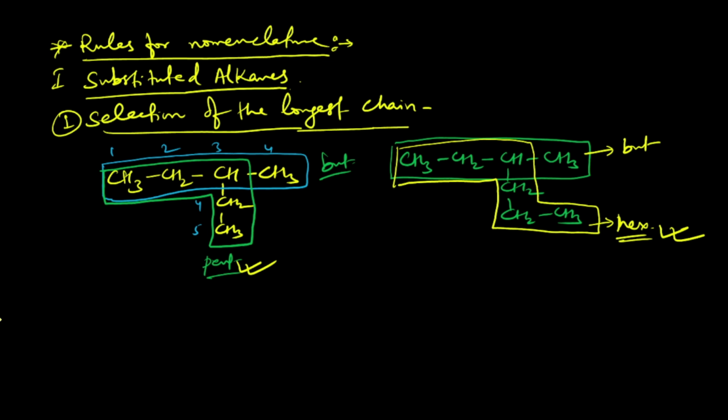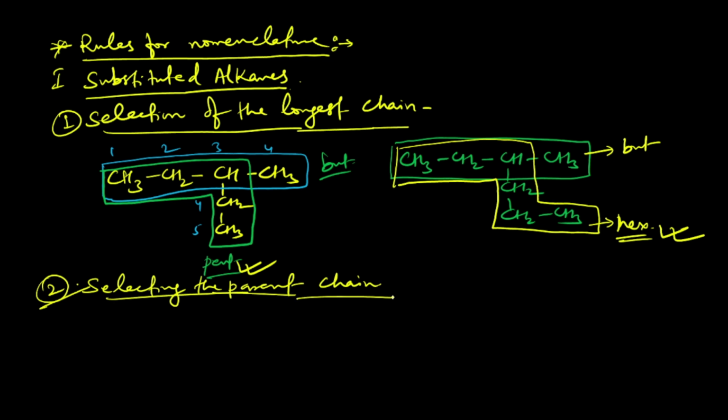Now we have to select the parent chain. The second rule will be selecting the parent chain, and based on the parent chain, we will continue the name. After selecting the parent chain, we'll start numbering. Here we have to write the most substituted, or we can say the chain with more substituents is the parent chain.